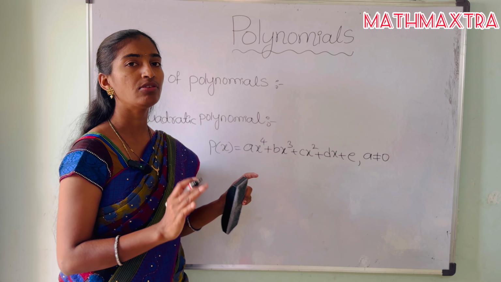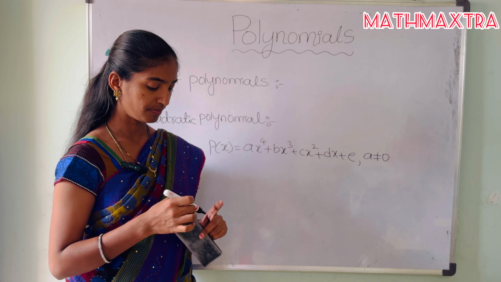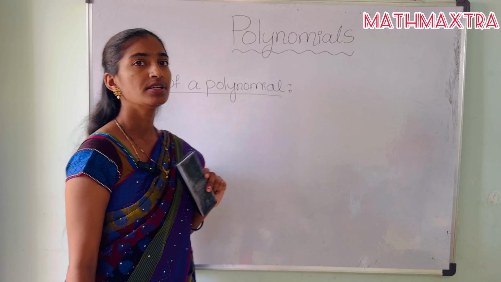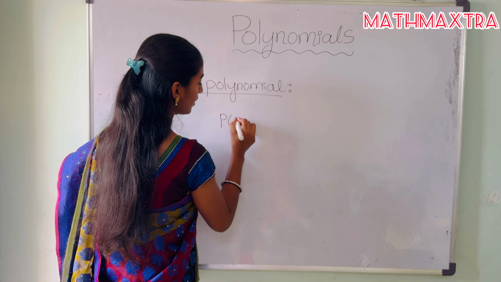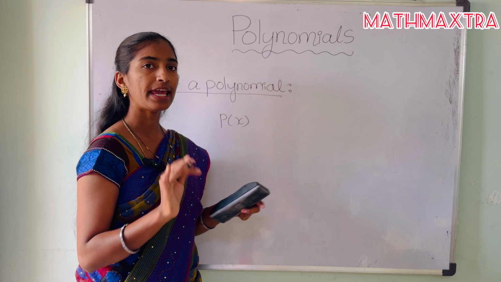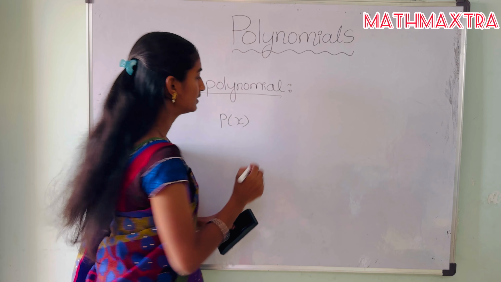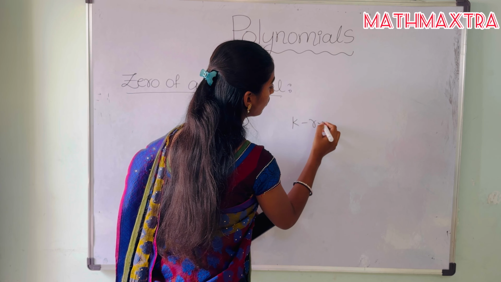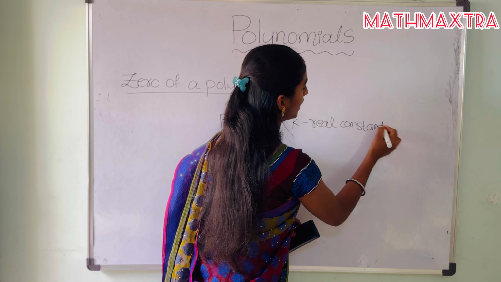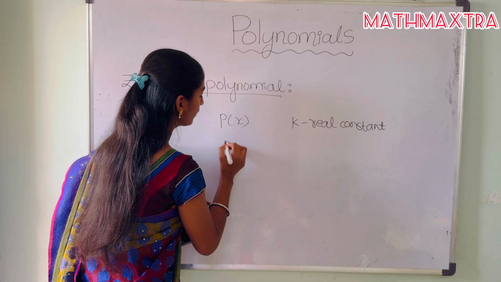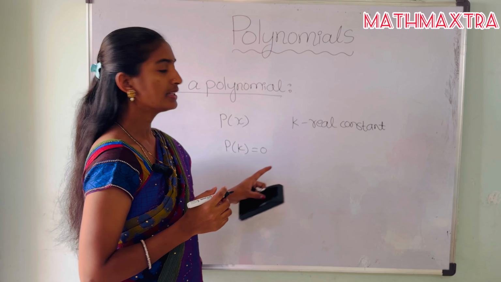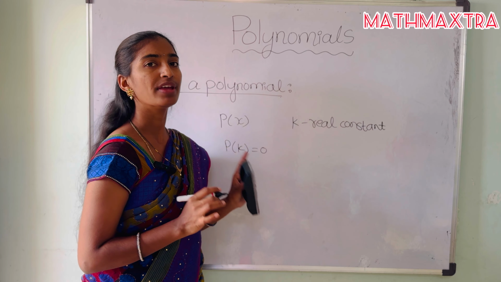Now we will define what is a 0 of a polynomial. Okay. So what is a 0 of a polynomial? Suppose p of x is a polynomial. Yes. If p of x is a polynomial and k is any real constant, and if this p of k is equal to 0, then we call that k a 0 of the polynomial.